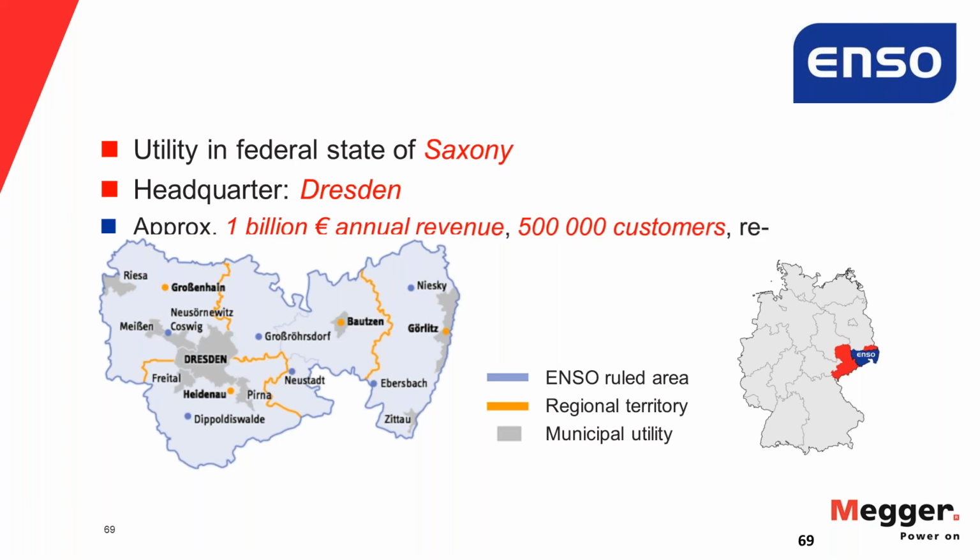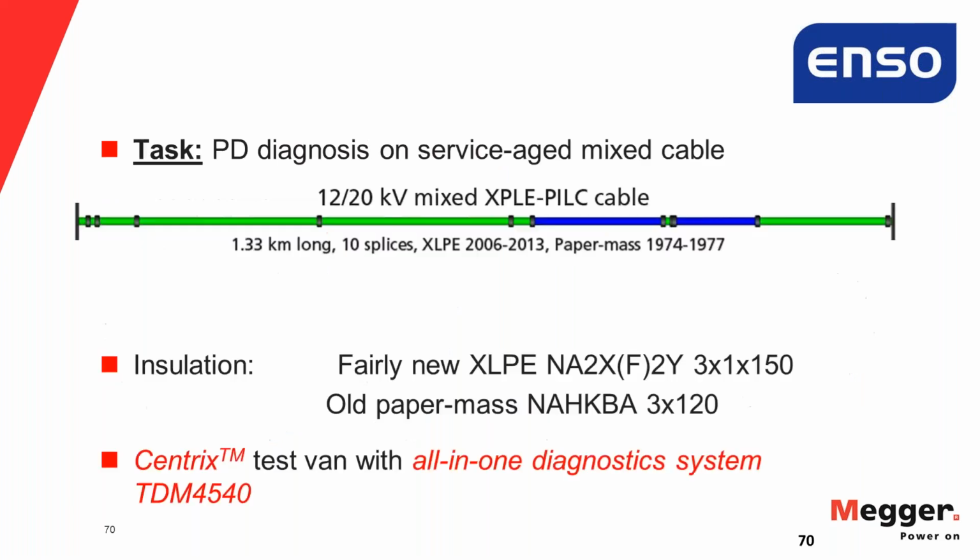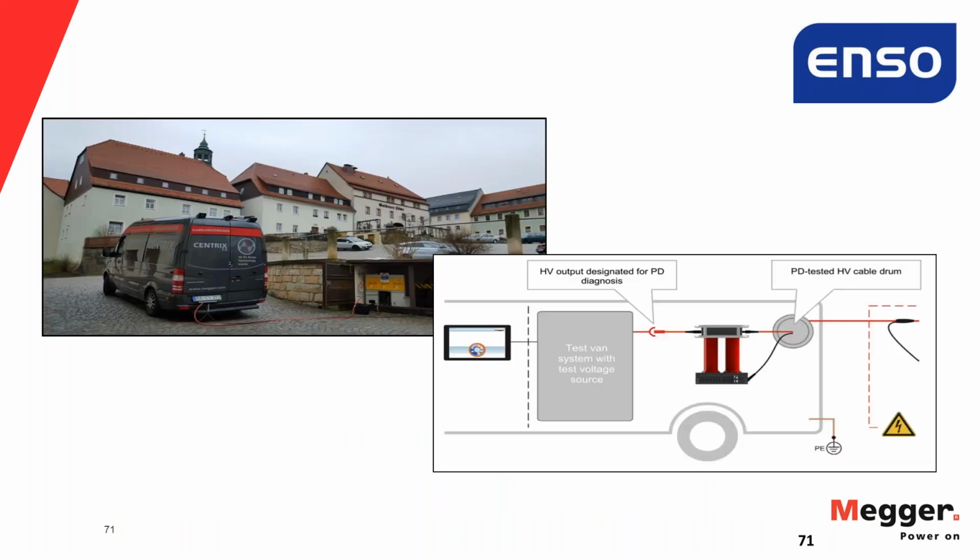I pulled some numbers. Enso in Saxony, one of the federal states. It's also one of our factories is close to them as well. So this is how this sample ended up on our desk. They have approximately 1 billion euros annual revenue. So that's, I don't know, at the moment, $1.2 billion or whatever, roughly 500,000 customers in some bigger cities and in some rural areas. And so they have this cable, typical German, typical European cable, some PILC left from the big push for XLPE, but not pure XLPE.